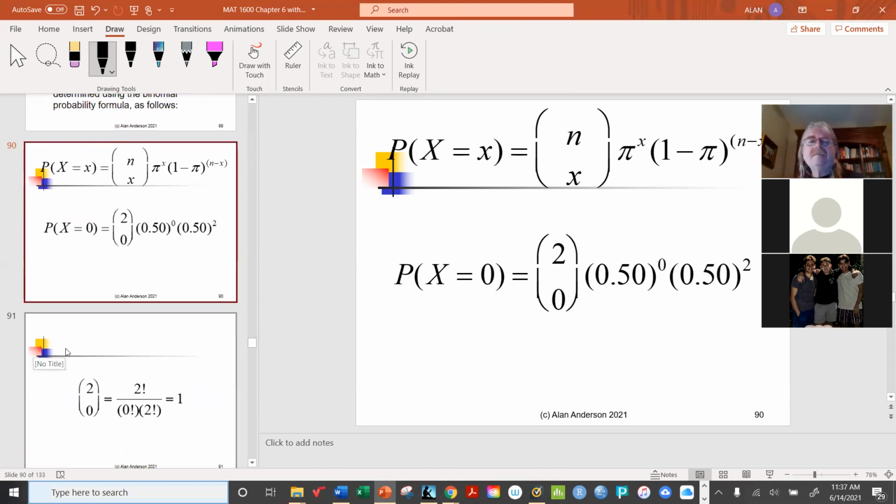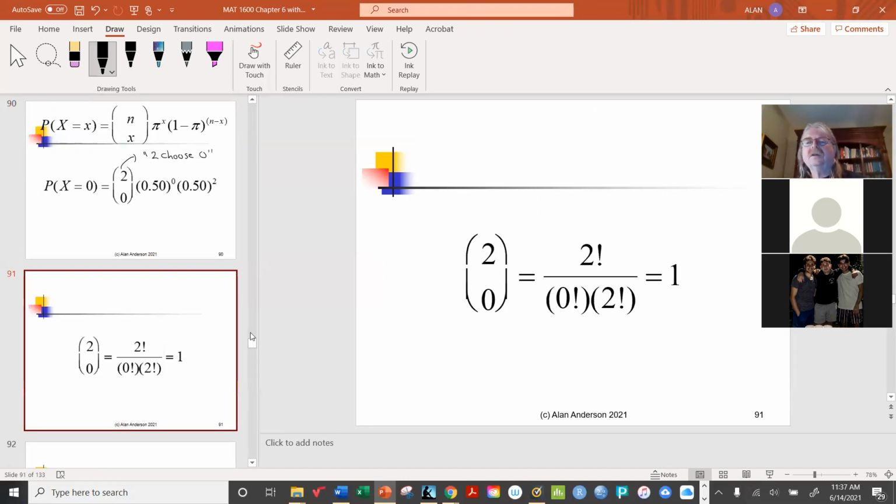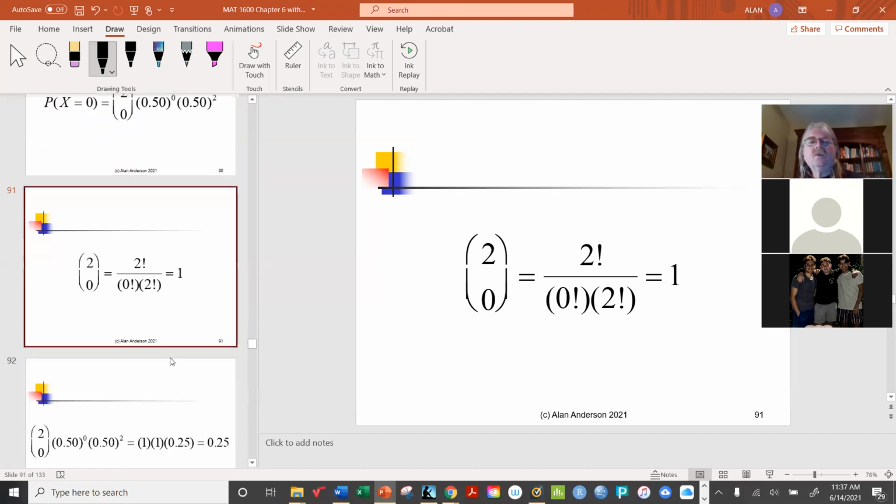The first thing you want to do is calculate this term. In English, this can be pronounced 2 choose 0, because there's 2 that you're choosing from, of which you choose 0. If you go to the combinations formula and plug in these numbers, you'll discover that there's only one way to do this. So that value is 1.